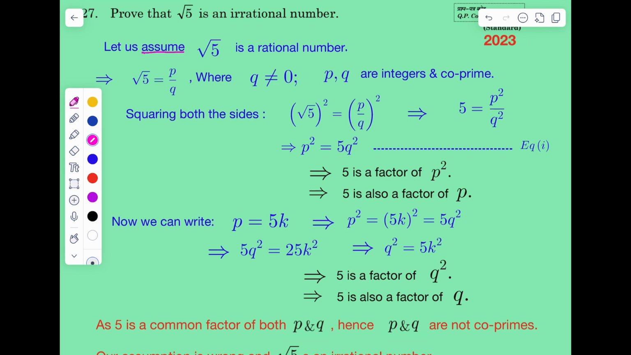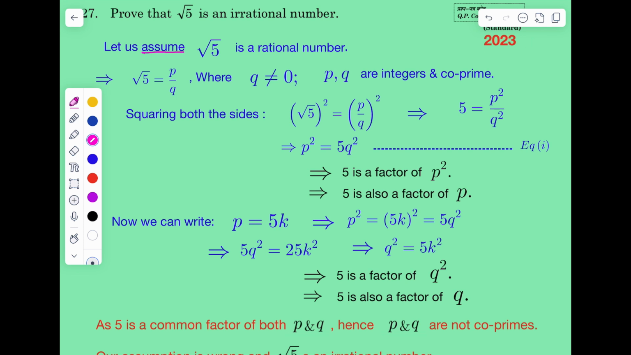Here we have to remember one thing: first we have to assume that root 5 is a rational number, then we have to contradict it at the end, that root 5 is not a rational number and root 5 is an irrational number.